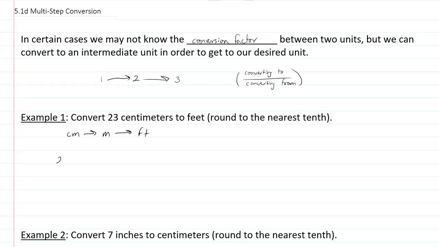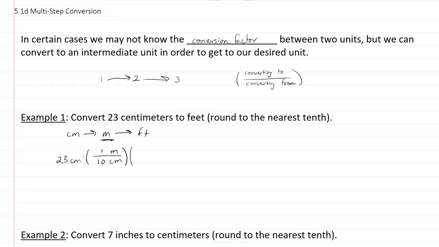So we start out with our measurement of 23 centimeters. And I'm going to set up my first multiplication, my first proportion I multiply by is going to be converting to meters, our intermediate unit. So we have our convert to over converting from, so meters over centimeters, and there's 1 meter for every 10 centimeters. So that's the conversion factor. Once I multiply this, you see that the centimeters will cancel and I'll be left with meters after this conversion factor.